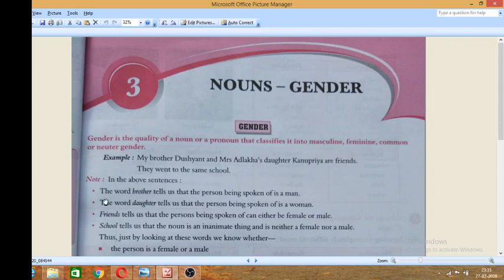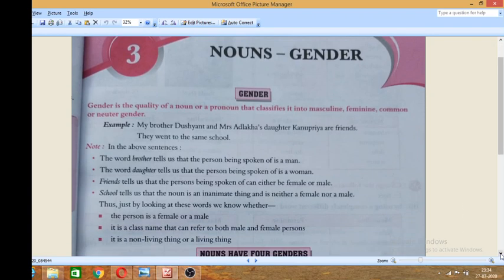One, two, three, four. Four nouns are there. In the first sentence, the word brother tells us that the person being spoken of is a man. The word daughter tells us that the person being spoken of is a woman. Friends tells us that the person being spoken of can be either female or male. And the last one, school, tells us that the noun is an inanimate thing and is neither female nor male.